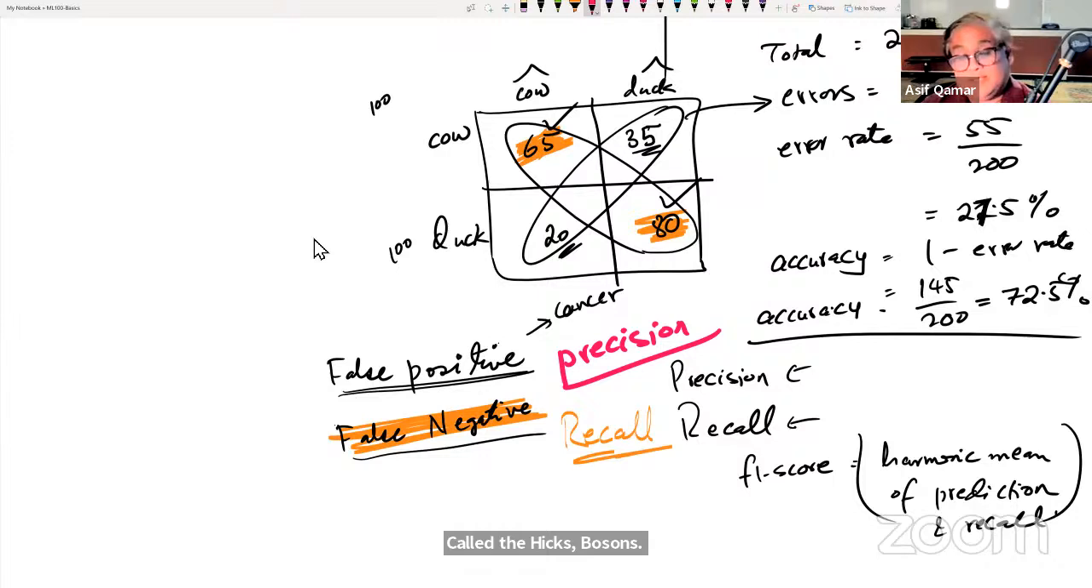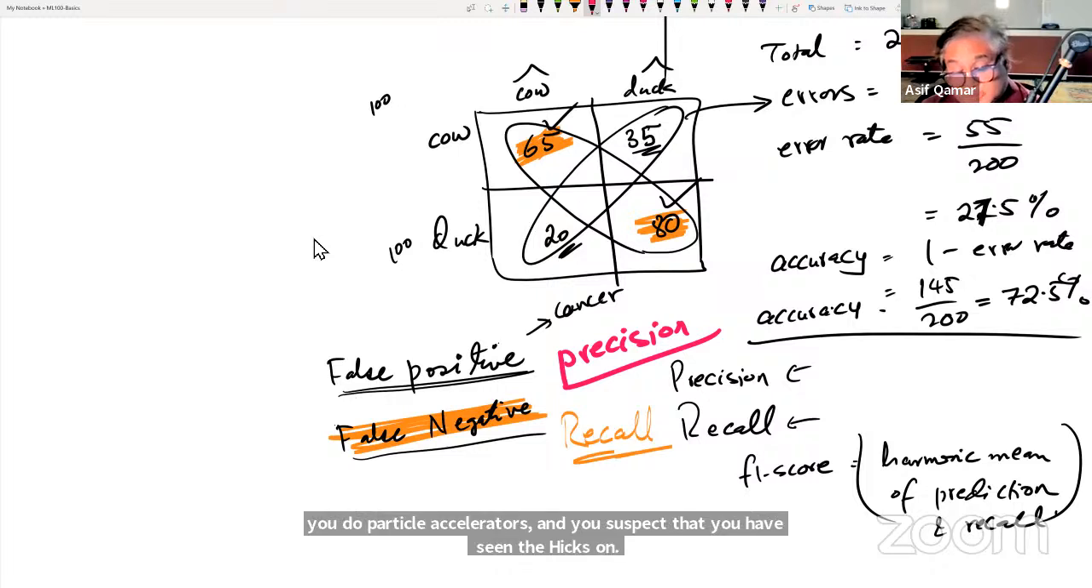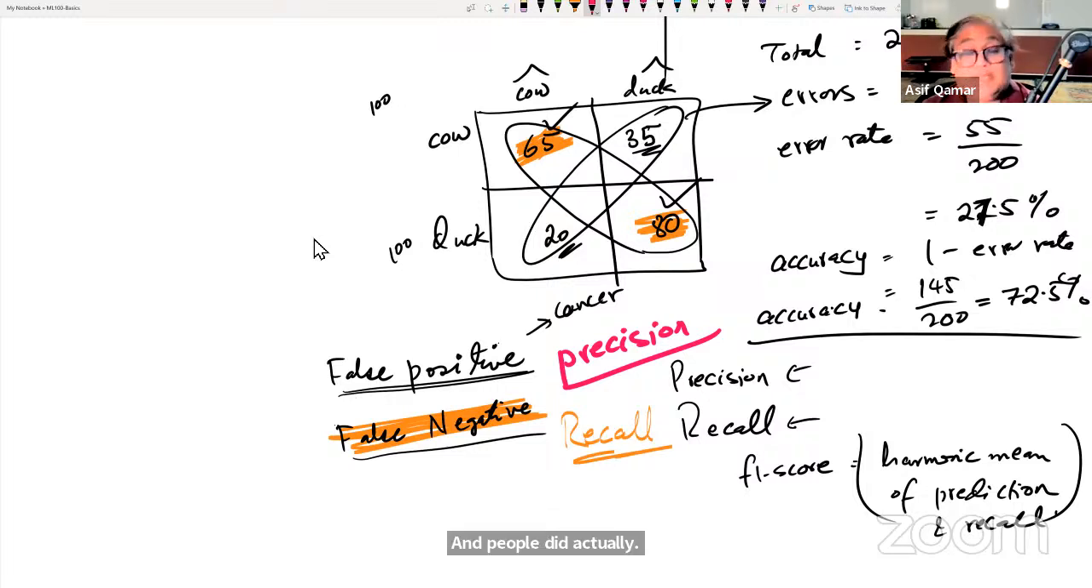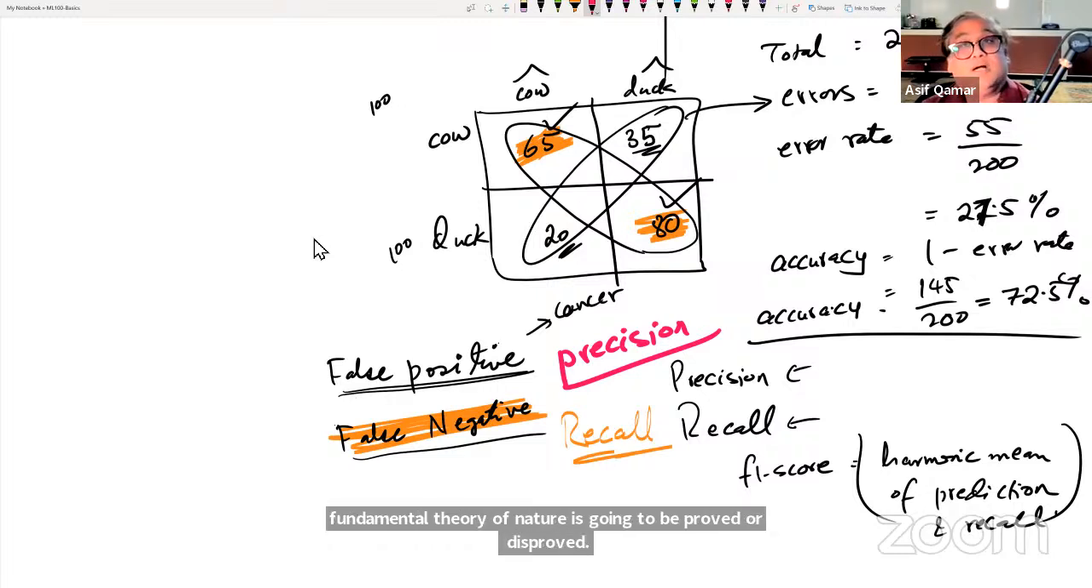So when you use particle accelerators and you suspect that you have seen the Higgs boson, and people did actually see the Higgs boson, but they were not quite sure, they needed to be absolutely sure. In fact, the first papers that indicated they were seeing the Higgs boson in the particle accelerator came out years before it was fully confirmed. But those papers are not considered definitive, because when the consequences are so dramatic, a fundamental theory of nature is going to be proved, or still continue to remain unproven.